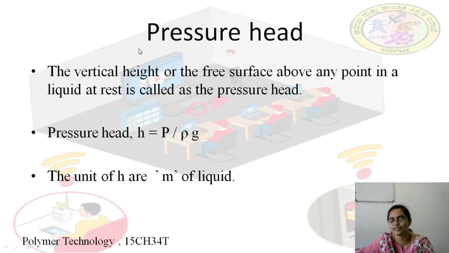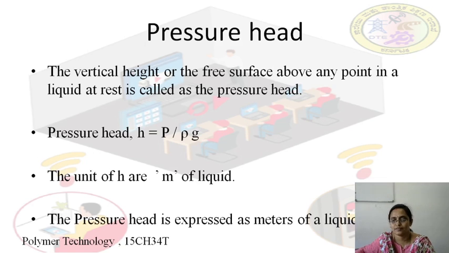So what is pressure head? It is the vertical height above the free surface of a liquid at rest. It is called the pressure head. The pressure head is expressed as meters of liquid column.